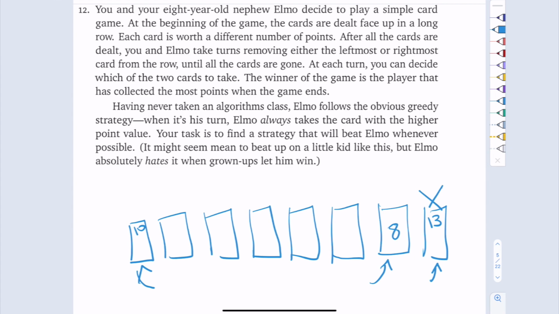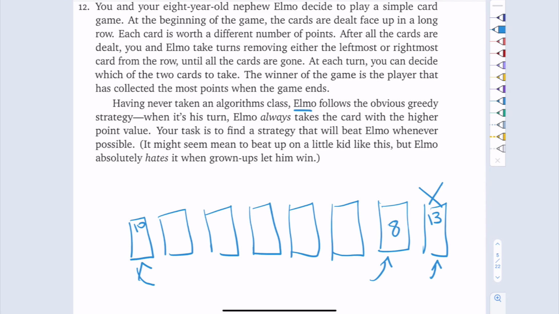The goal is to get as many points as possible. And we're going to look at two strategies. The first strategy we'll look at is when Elmo takes the greedy strategy, where Elmo's always taking the bigger card available. But that's not necessarily the best strategy because it reveals other cards underneath and so on and so forth. And so your goal is to find a strategy that will beat Elmo whenever possible. Okay, so that's the high-level rule of the game.